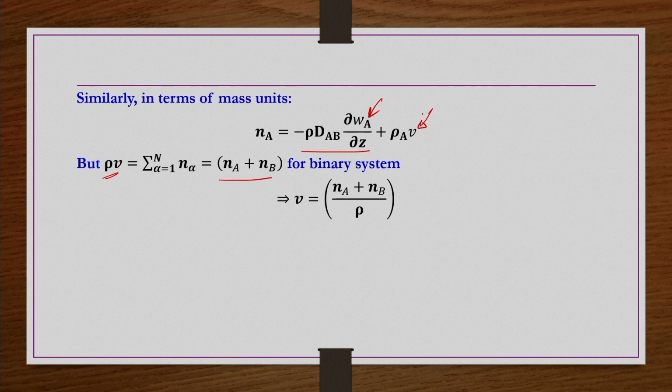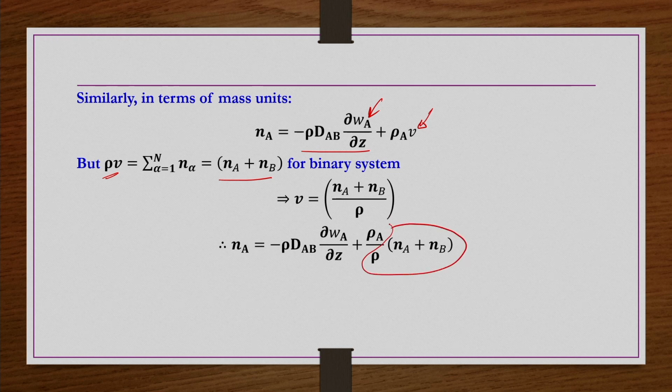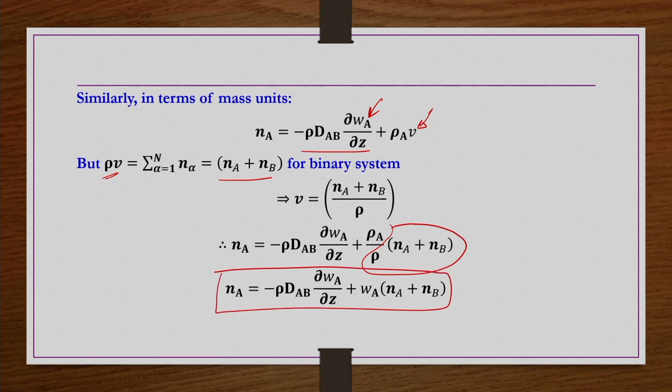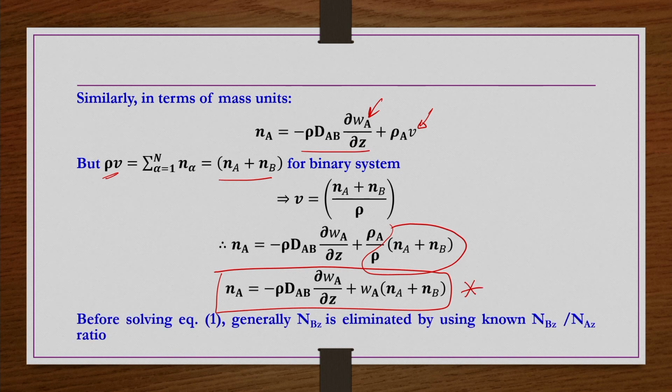so that you can substitute here, so that this equation can be in usable form. So, here in place of rho A V you have Na plus Nb by rho. So, rho A by rho is nothing but Wa. So, this is the most convenient form of Fick's law of diffusion when bulk motion is also existing. So, this is the expression for the combined flux, right.